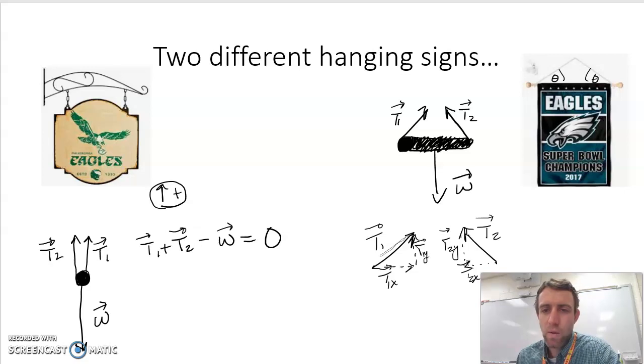Now look what happens. We have horizontal forces T1x and T2x, and they're pointed in opposite directions, and they are equal. And we also have vertical forces. We have weight going down, and then we have vertical forces T1y and T2y. So T1y plus T2y has to equal the weight, because this sign is not moving at all. If you need some refresher on vectors, you can go back and take a look at that.